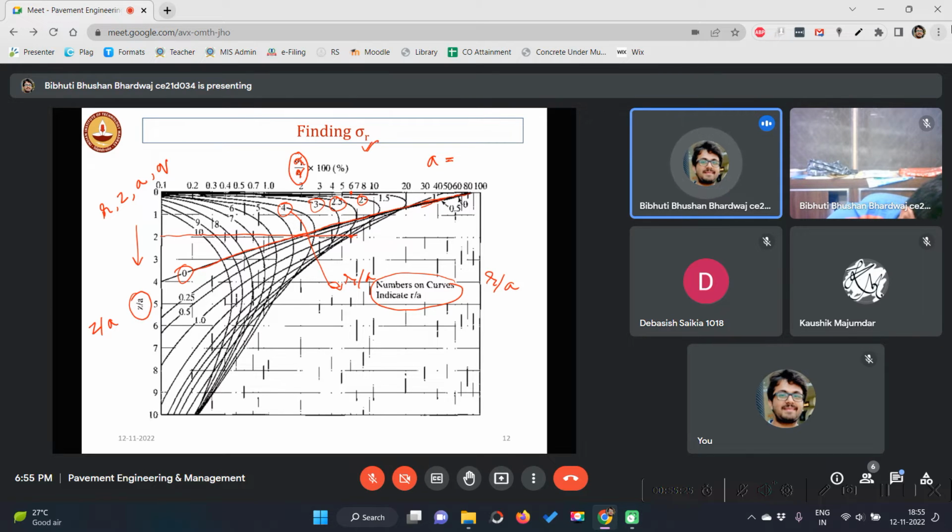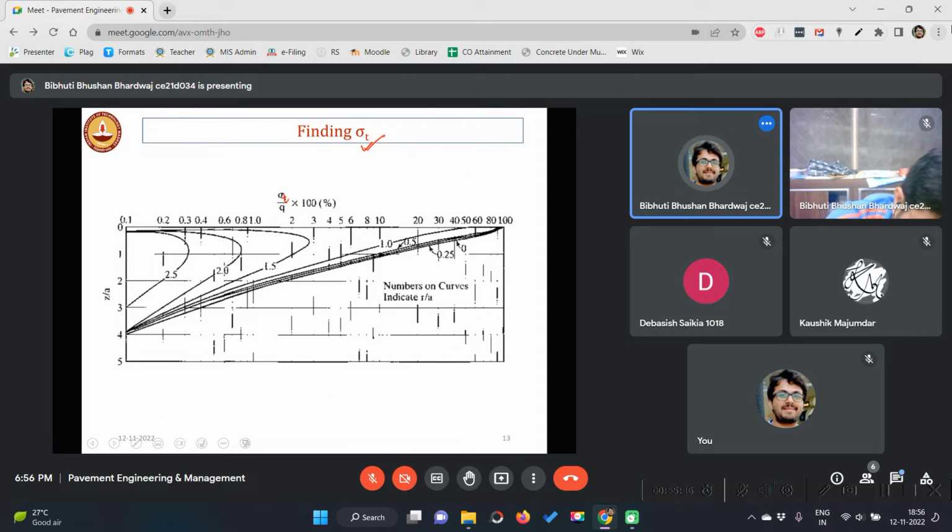It will be somewhere here. It is 2 basically. This value is 2. Sigma R by Q into 100 is 2. What will be sigma R? 1. Okay. Now tell me what will be sigma T?